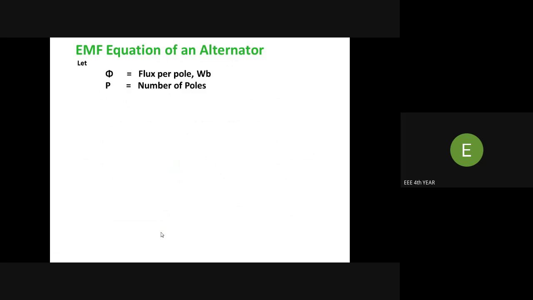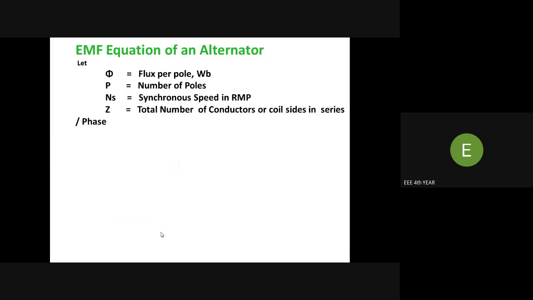Number of poles: how many poles are there in the synchronous generator? That is one of the constant parts. P equals number of poles, and Ns equals synchronous speed in RPM. Z equals total number of armature conductors or coil sides connected in series per phase. Z equals total number of armature conductors. Here this is the magnetic circuit, and this is the electrical circuit.